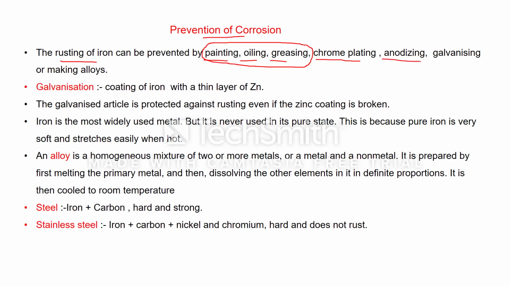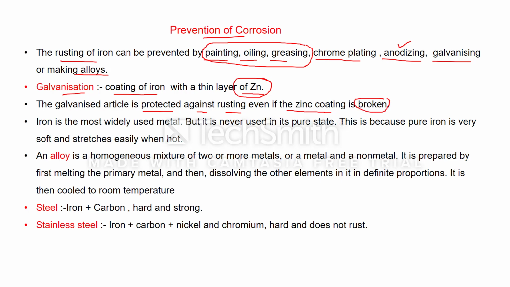Anodizing: in this chapter we have discussed anodizing, making a layer of oxide. Galvanizing or making alloys. Again we know the meaning of galvanization: coating of iron with a thin layer of zinc. That is, if we coat a layer of zinc on the iron, that is called galvanized iron. A galvanized article is protected against rusting even if the zinc coating is broken.